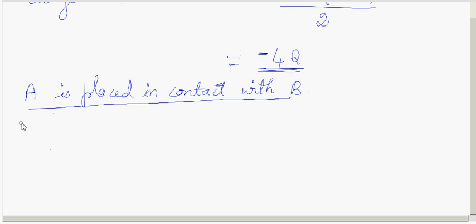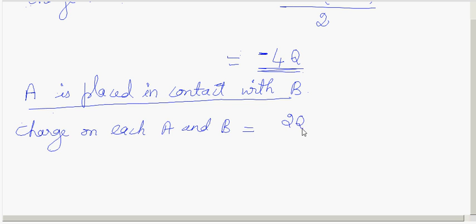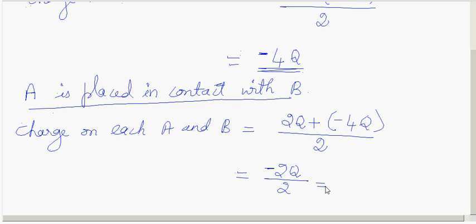The charge gets divided equally, therefore charge on each of A and B becomes equal to plus 2q plus minus 4q divided by 2. So this is minus 2q divided by 2, which is equal to minus q. At the end, the new charge on A and B is minus q.